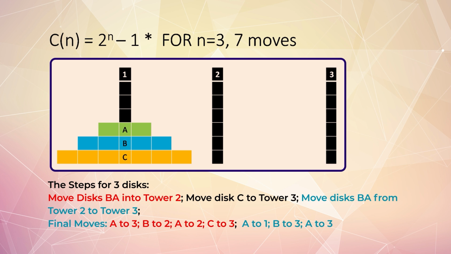So these 2 disks are there, and in 3 moves we are able to achieve that. Now we move C to tower 3. So that is another move. So 3 plus 1, 4 moves have already been done.